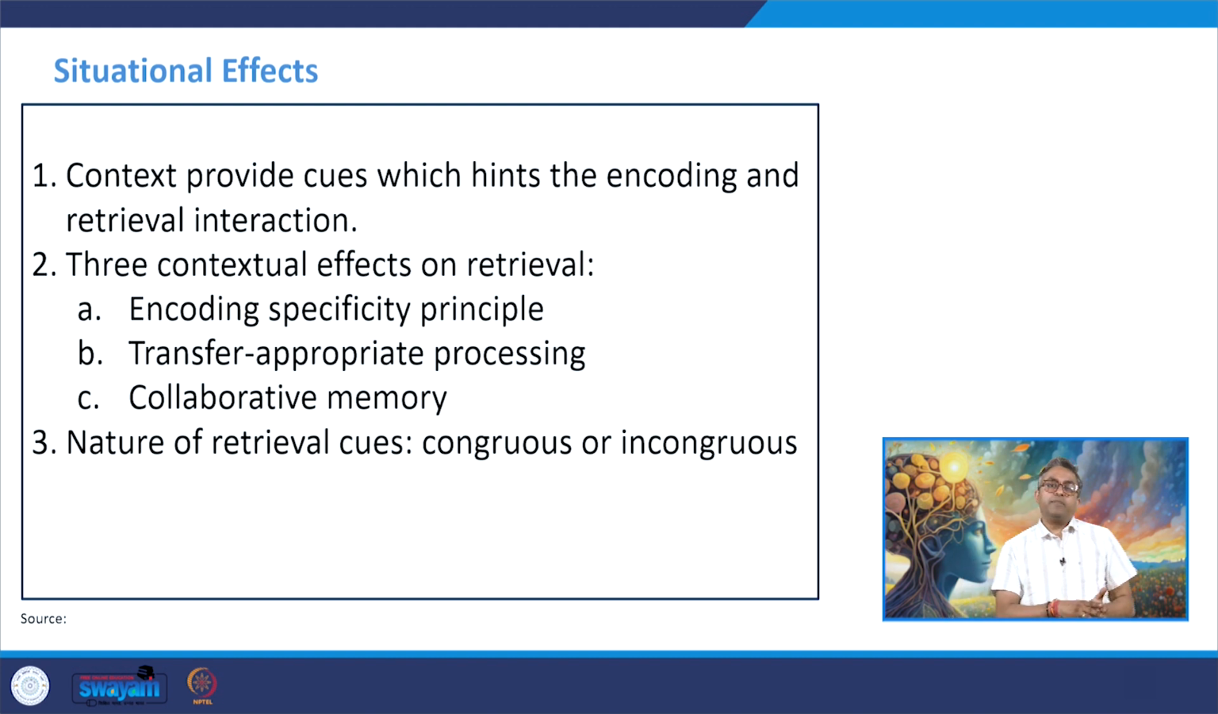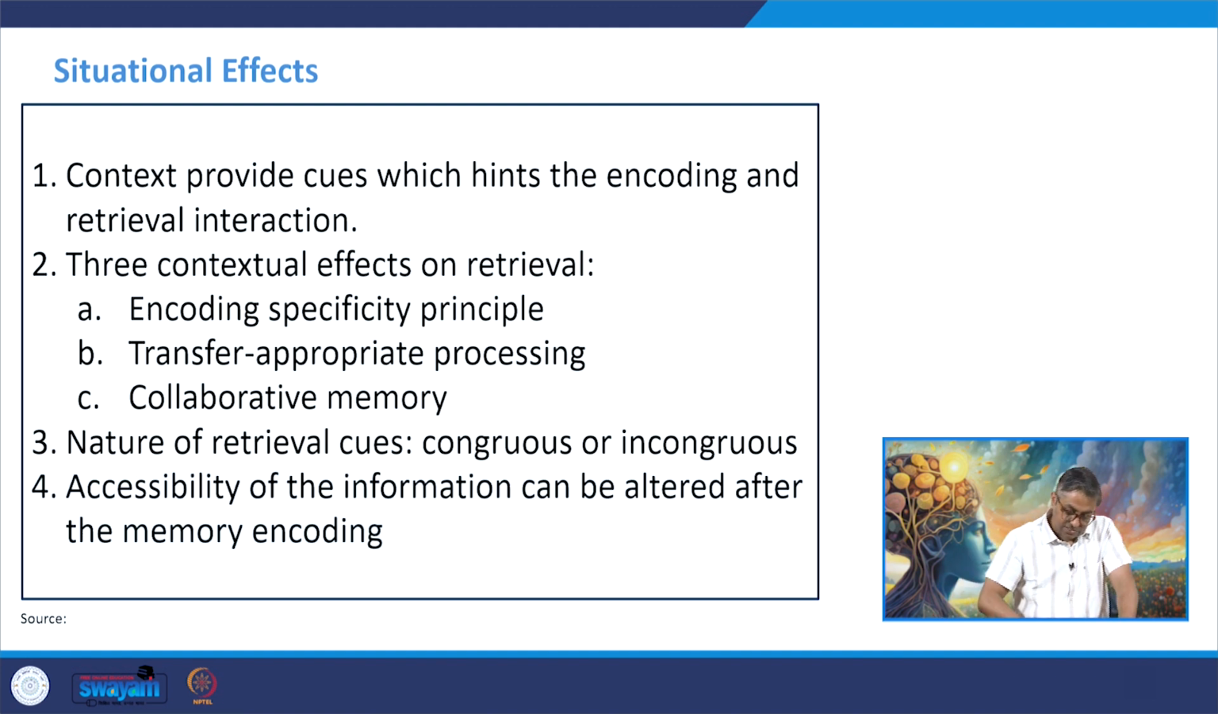When the encoding template is matching with the retrieval template, then it's congruous in nature. Congruency is there, similarity is there. So in the same context, where the learning, encoding, storage, and retrieval are happening, the context becomes congruous and it aids in the retrieval. However, when the environment is changing, the context is changing, then the context is incongruous.